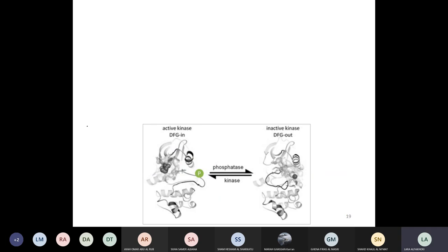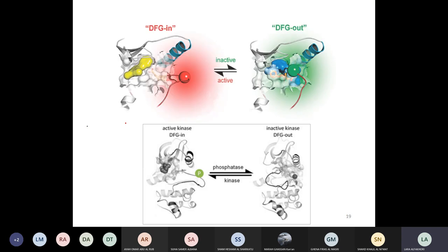Okay. Now let's get to what we mean by the DFG motif in or out. The DFG motif is a segment of a loop in the C lobe that is composed of three amino acids. We said aspartic acid, phenylalanine, and glycine.